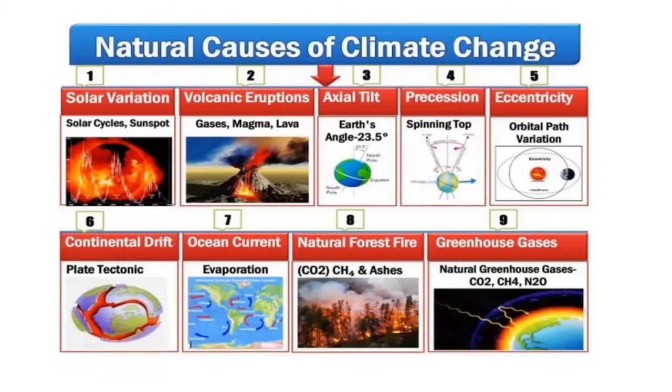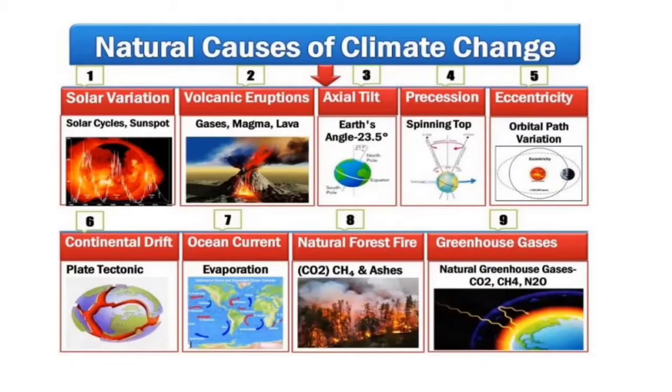Second one, volcanic eruptions. Volcanic eruption means emitting huge gas, ash, lava, rock, and dust from the planet's surface. Volcanic eruption is one of the most devastating natural disasters that change the climate. Third, axial tilt. Axial tilt is a crucial natural cause of climate change, as the Earth receives more or less solar radiation based on the position. Axial tilt refers to the Earth's angle between the orbital plane and the equatorial plane during rotation.